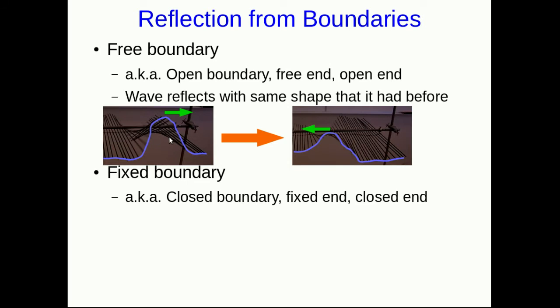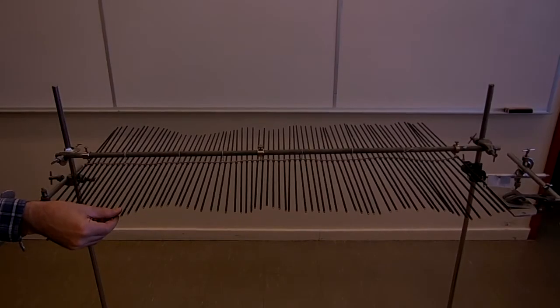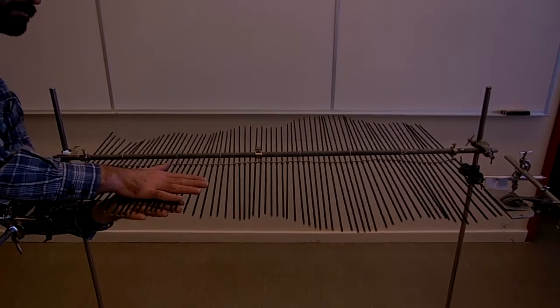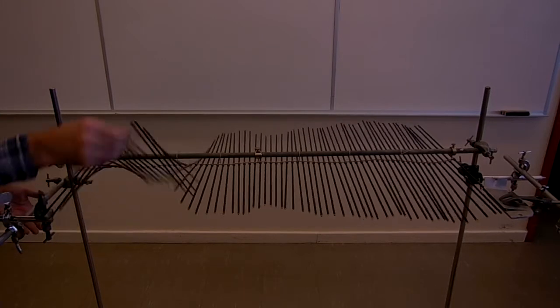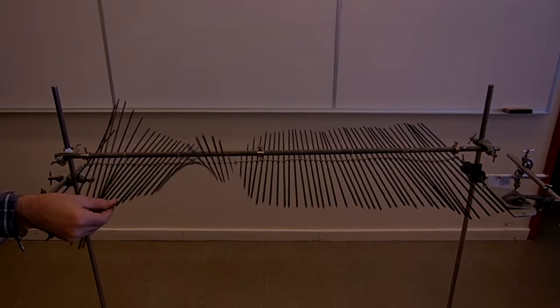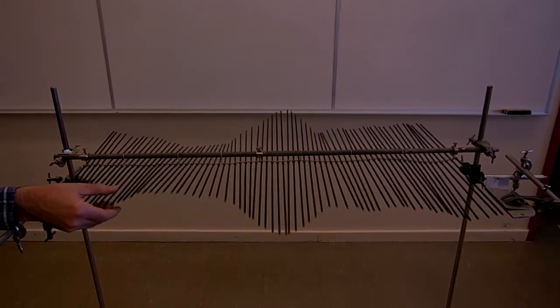Now, let's talk about the opposite extreme, which is a fixed boundary, also called a closed boundary, or again, sometimes say an end instead of a boundary. So, this is the case where the end of the system is somehow held in place. The medium there cannot move. Here's the wave machine again, but notice that now I have clamped the ends of it so that the rods at the very ends can't move. So these are now what we call fixed ends, or closed boundaries.